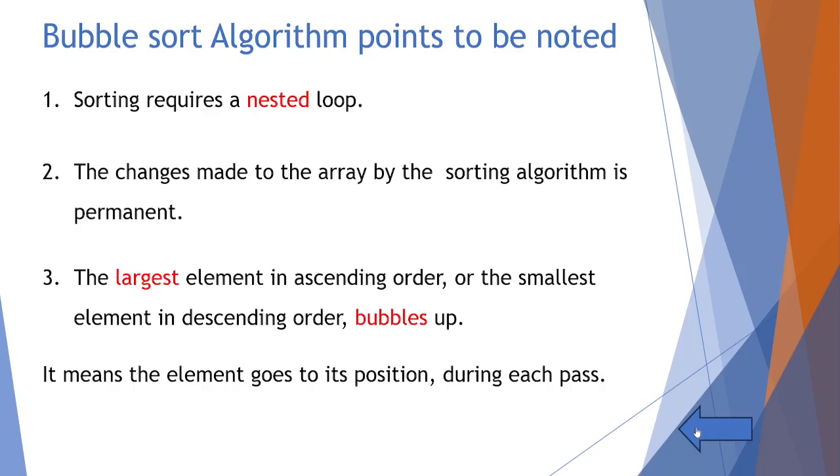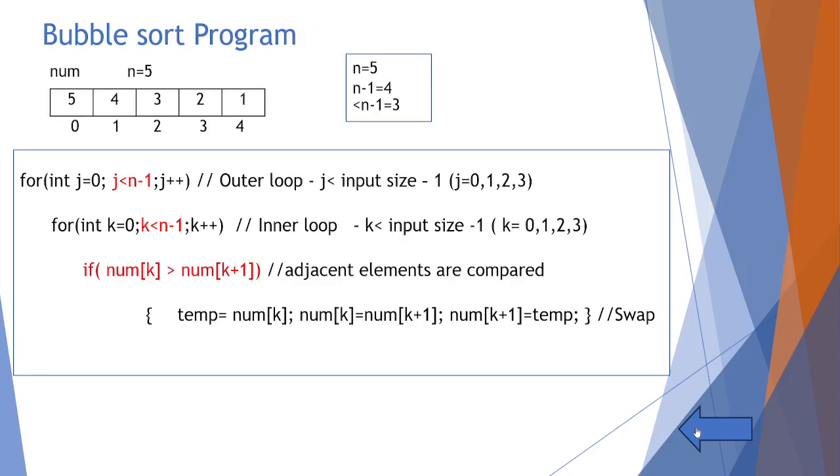Sorting requires a nested loop. The changes made to the array by the sorting algorithm are permanent. The largest element in ascending order or the smallest element in descending order bubbles up, means goes to its own position. Then let's see the program.